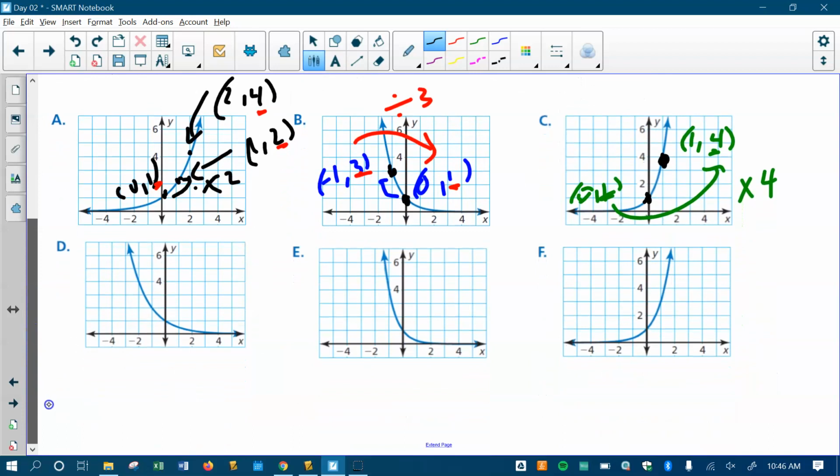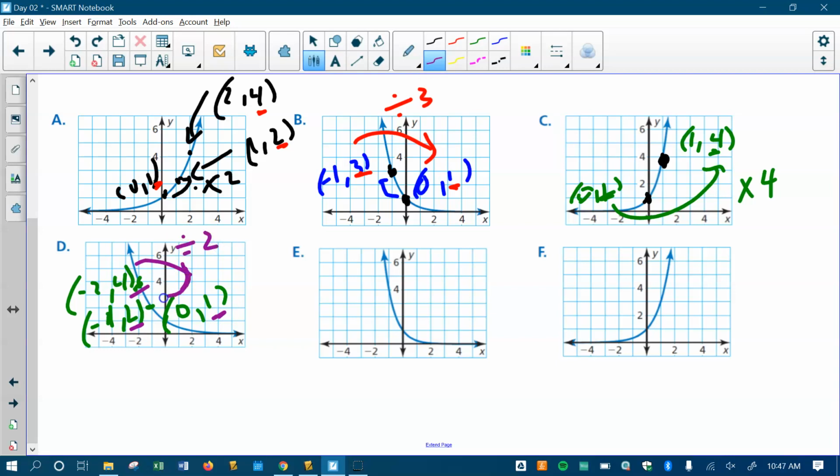Let's go and look at D, E, and F. So D here has this coordinate and that coordinate and that coordinate, and each one of these is being divided by 2 each time. The way I know that is I have -2, 4 here, I have -1, 2 here, and then I have 0, 1, and each of these y values is being divided by 2. So to go here, divided by 2, and to go there, divided by 2 each time. And when we divide by 2, that's another way of saying multiplying. So let's just make a note here. When we divide by 2, that means multiplying by 1/2.